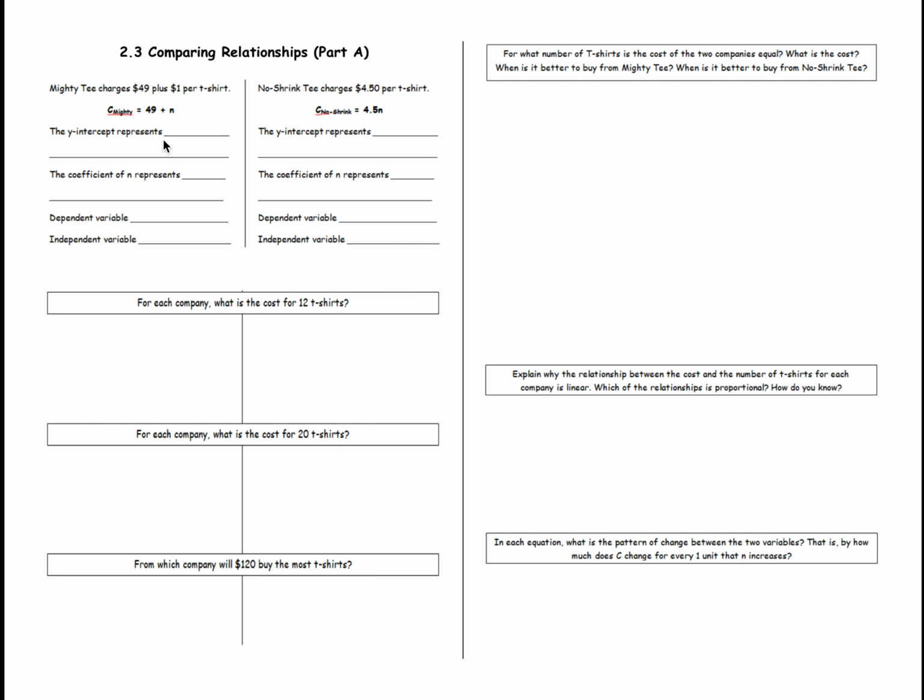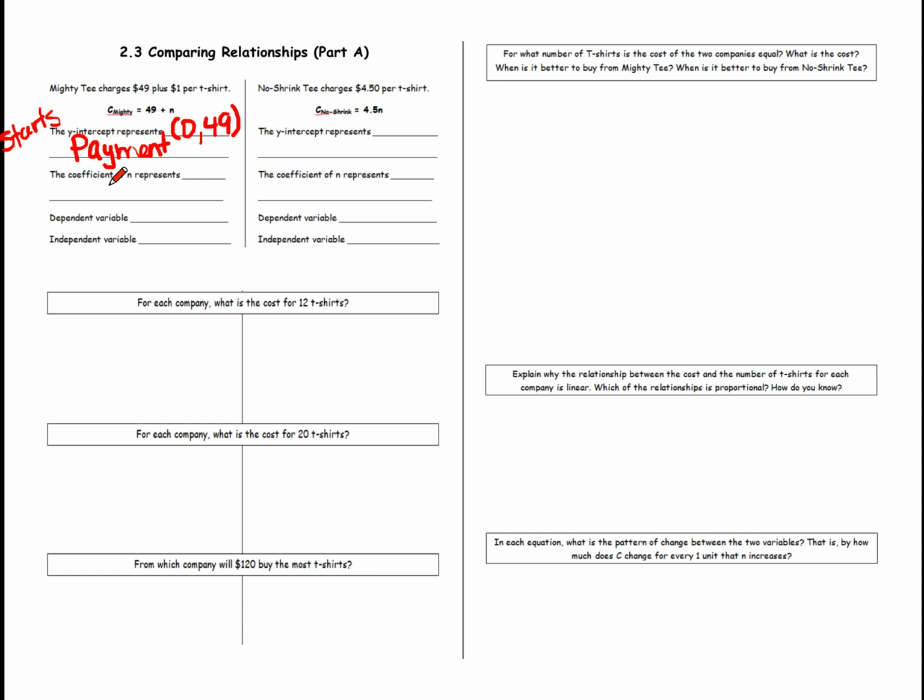Now, where did the y-intercept go? Well, basically, this is where it started. I'm going to switch my colors here. This is where it starts. All right, so where did this Mighty Tea Company start? Well, it started with $49 because it was a $49 fee. But 49 is not an answer when we're talking about graphing. So it's actually (0, 49). Now, what does that represent? It represents a payment. So before you order any shirts, you're already paying $49 for this company.